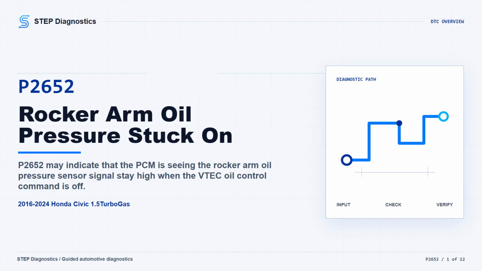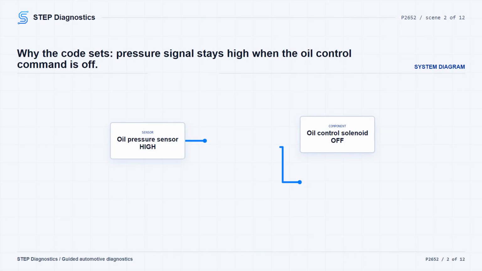The driver may notice a warning light, and depending on the failure, the engine may feel normal or may have VTEC-related performance changes. The broad possible areas are oil level, the oil pressure signal side, the rocker arm oil pressure sensor circuit area, and the rocker arm oil control valve side of the system. Start with the basic system checks and follow a structured diagnostic approach before getting into this specific code path.